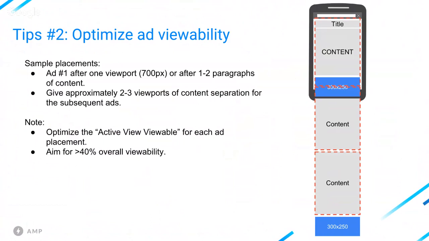Of course, different sites and layouts have different optimal ad placements. So I always recommend you check this metric, Active View Viewable. It is a metric to measure the ad viewability of the ads. And I recommend that you try to get above 40% viewability for your AMP pages.